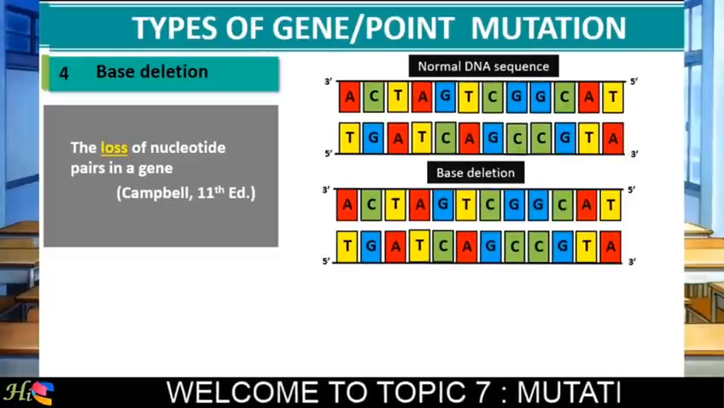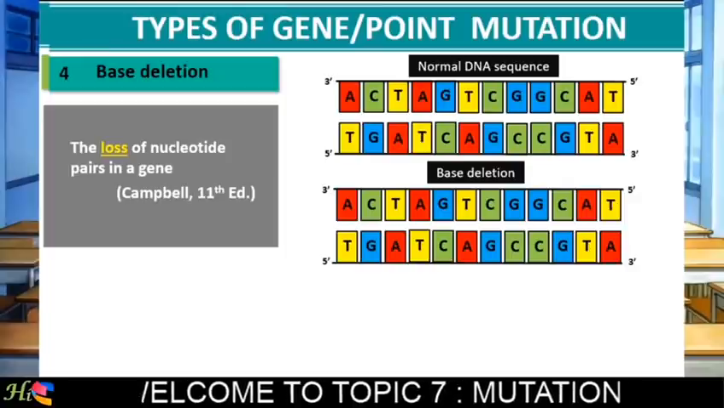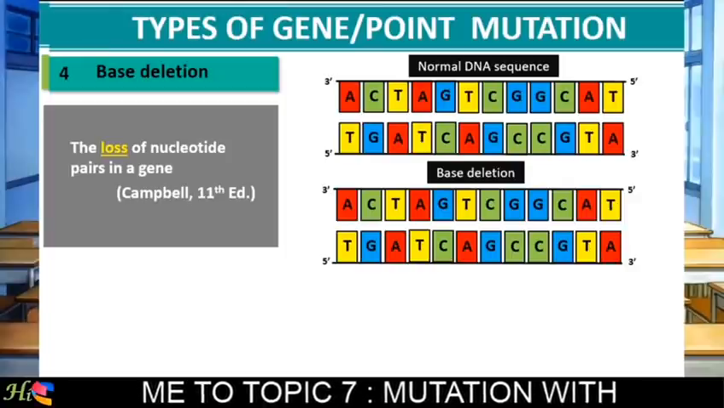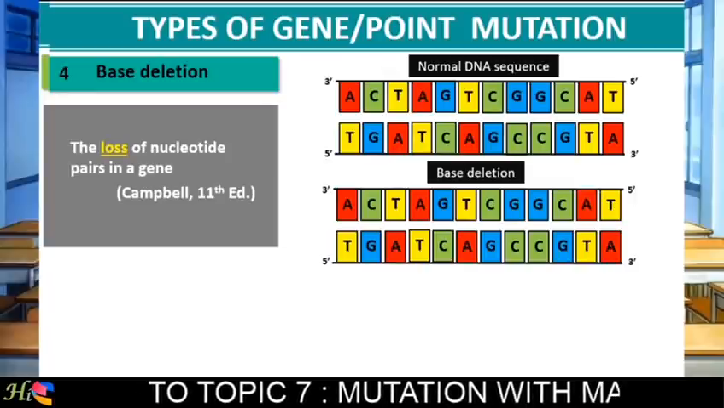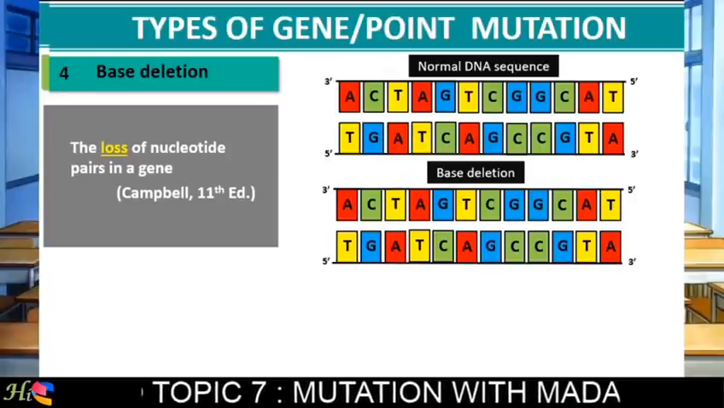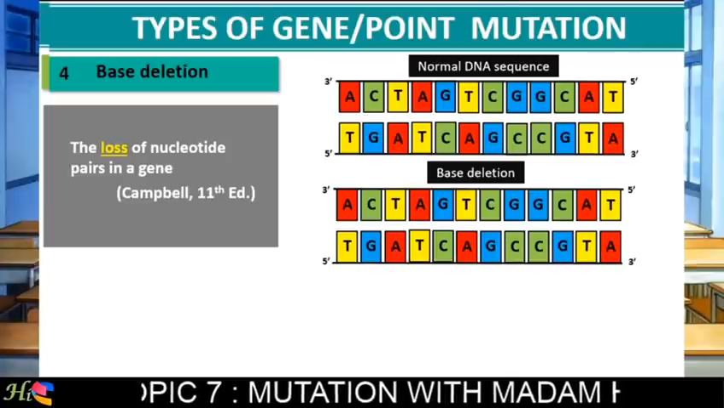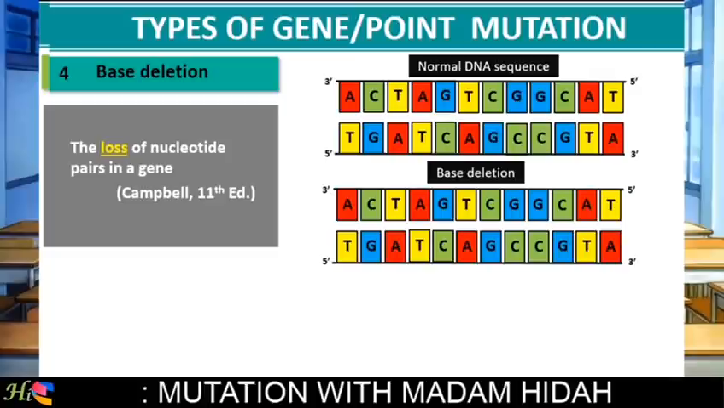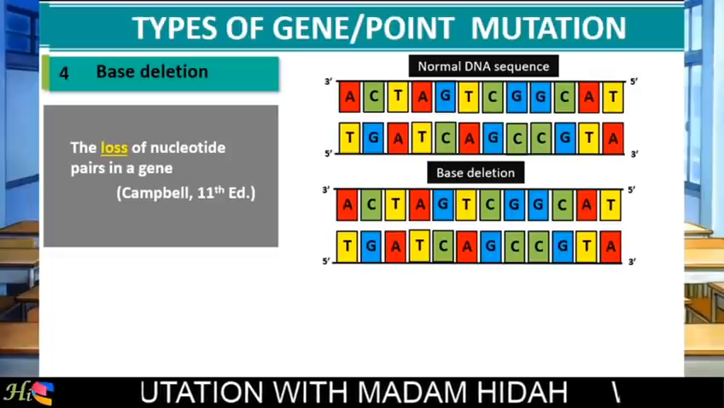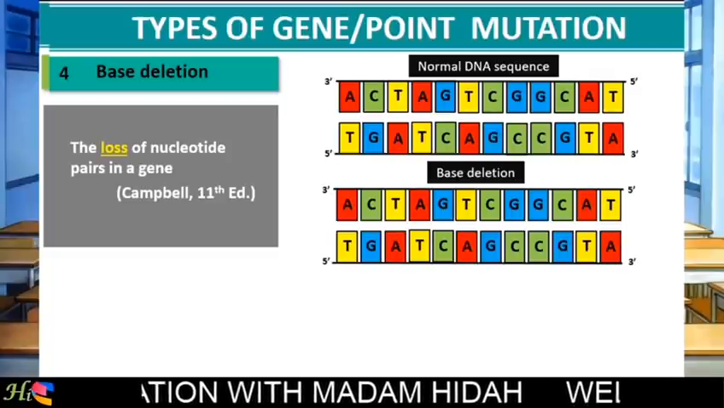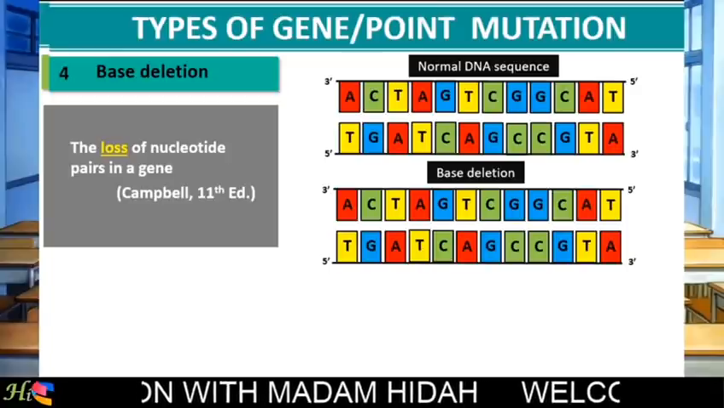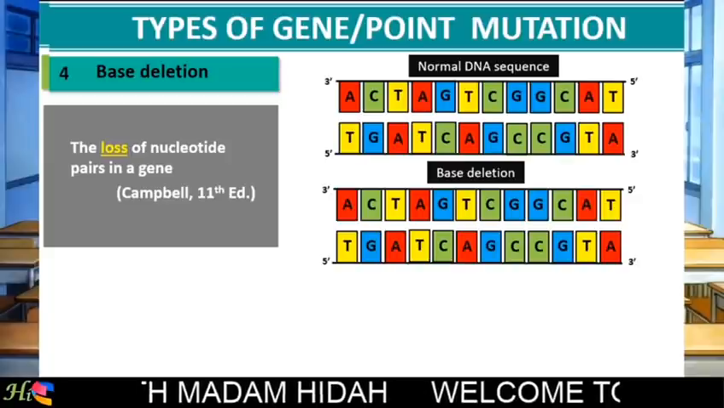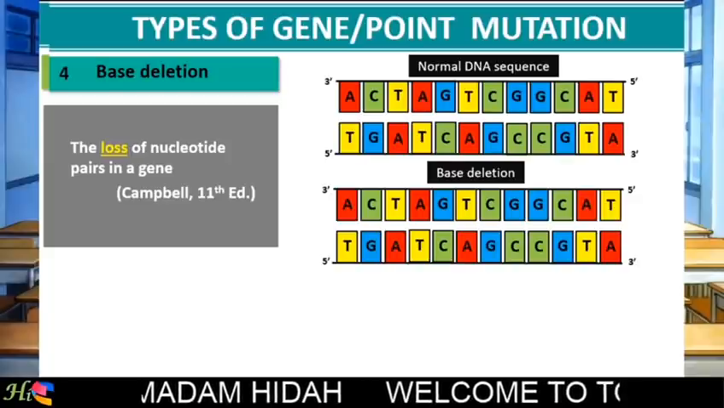Base deletion is defined as the loss of nucleotide pairs in a gene. For example, the original DNA base sequence is 3' A, C, T, A, G, T, C, G, G, C, A, T, 5', complementary with 5', T, G, A, T, C, A, G, C, C, G, T, A, 3'.